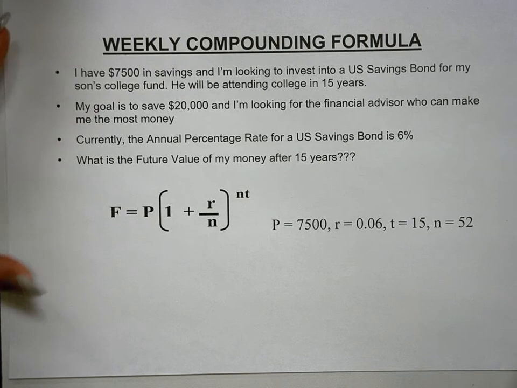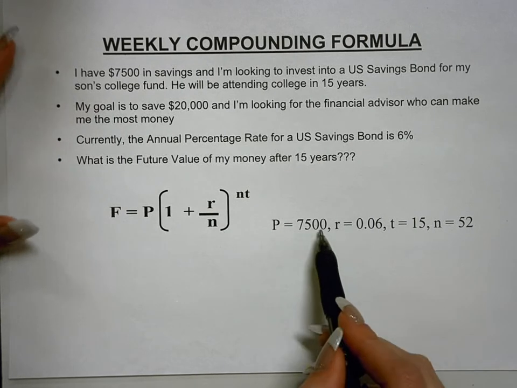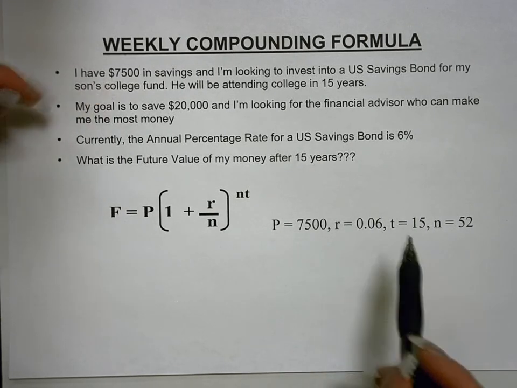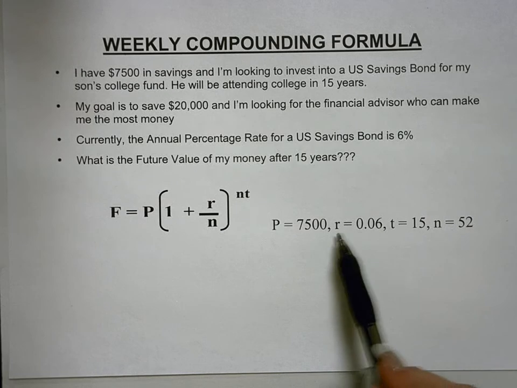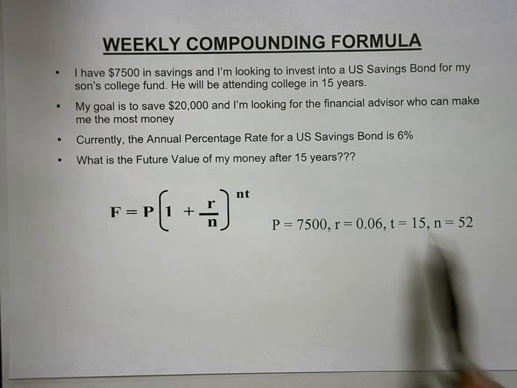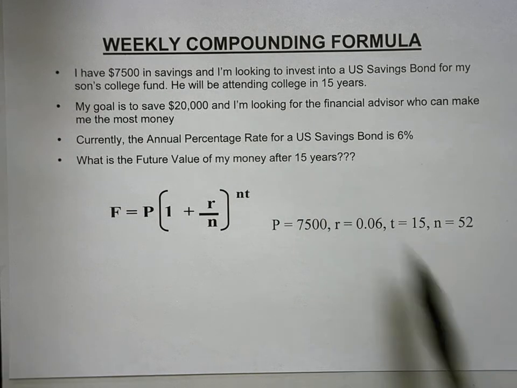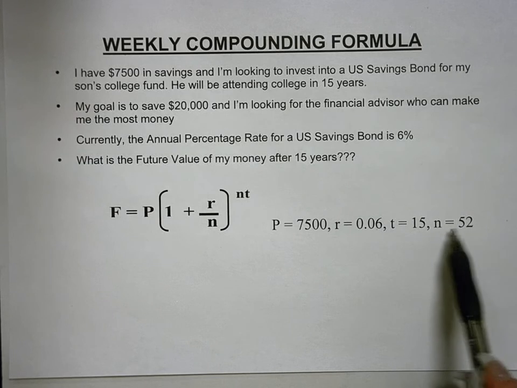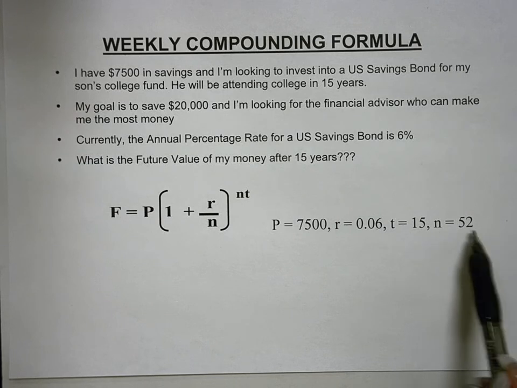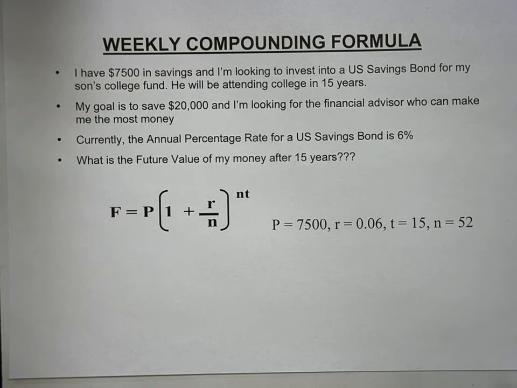So first we're going to define our variables. P equals 7,500, that's what I'm investing right now. The annual percentage rate in the form of a decimal is 0.06. I'm going to invest my money for 15 years. And N is how many times it's compounded in a year. And since it's weekly, there's 52 weeks in a year, so N equals 52.